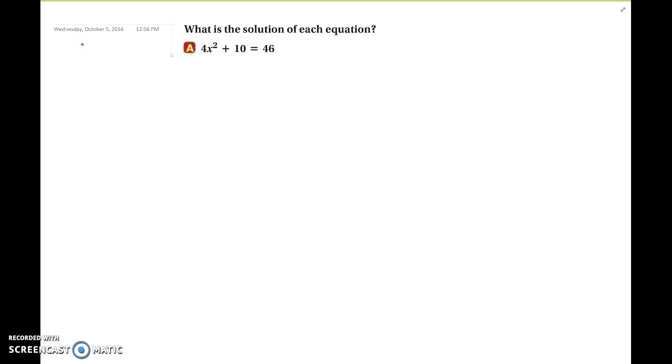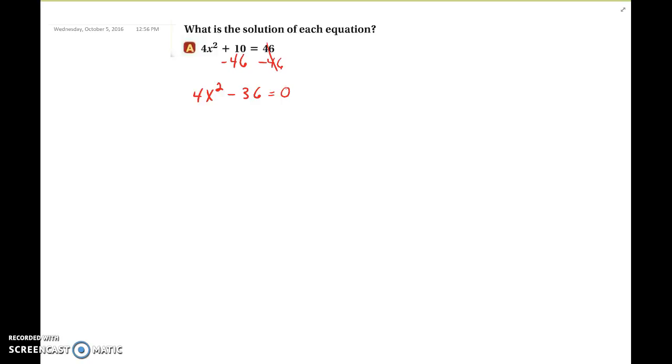So the first thing here we're going to go through is when we were learning solving quadratics before, the only method we have learned so far is solving through factoring. And when we want to factor, we want to make sure that this is set equal to 0. So we'll subtract 46 from both sides to cancel out that, and then we get 46 here. All right, and then 4x squared, and then 10 minus 46 is minus 36 is equal to 0.